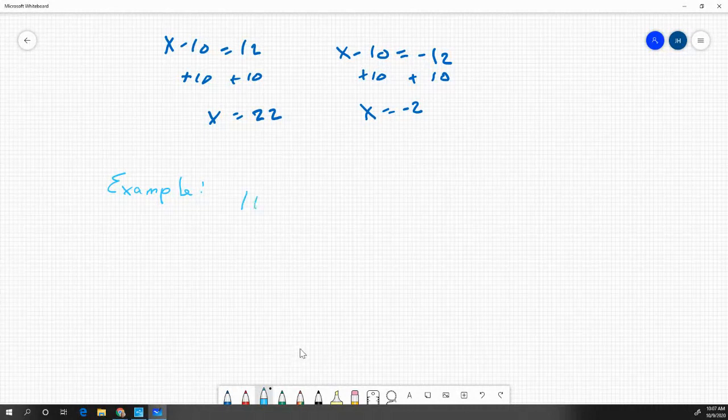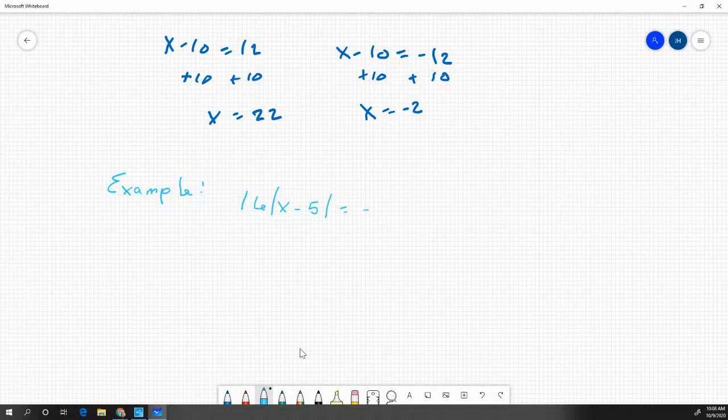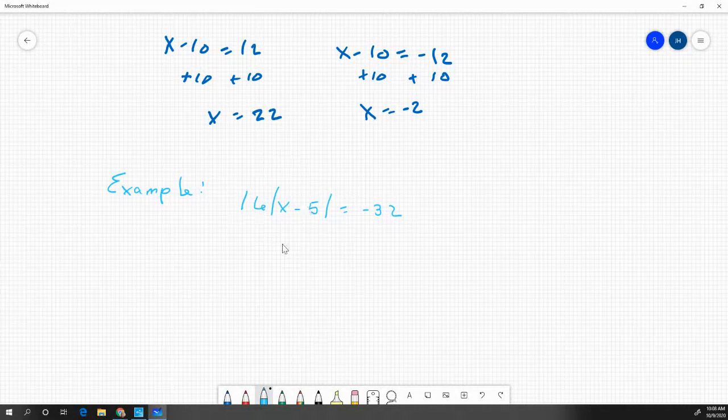If I have 16 times the absolute value of x minus 5 equals negative 32, this absolute value is not isolated. It has 16 multiplied to it. So we have to do the opposite of multiplication, right? Which is division. And so we need to divide this side by 16 and divide this side by 16. And these will cancel out because they equal 1. And I have the absolute value of x minus 5 equals negative 2.